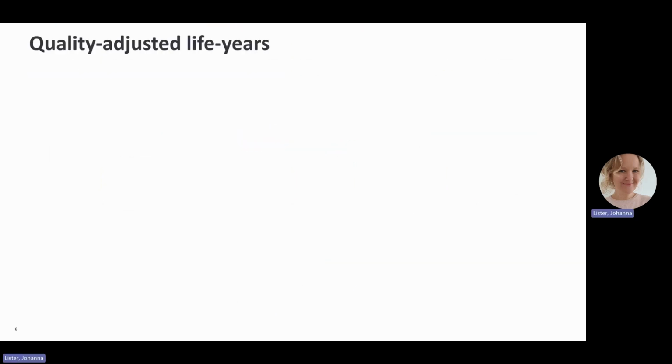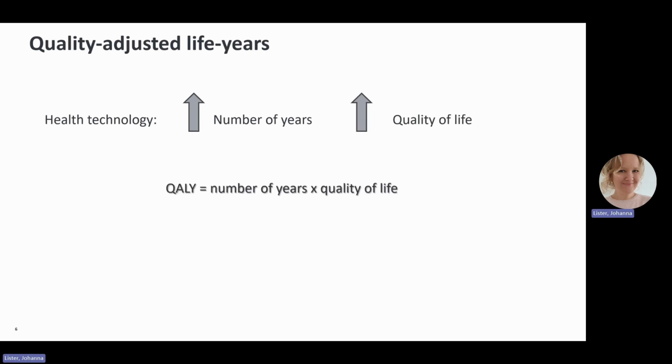What are quality-adjusted life years, or QALYs for short? A health technology can benefit patients in two different ways. It can increase the number of years that the patient lives, and/or it can increase the quality of that life. A QALY is number of years lived multiplied with quality of life. But how can we measure and quantify something like quality of life?